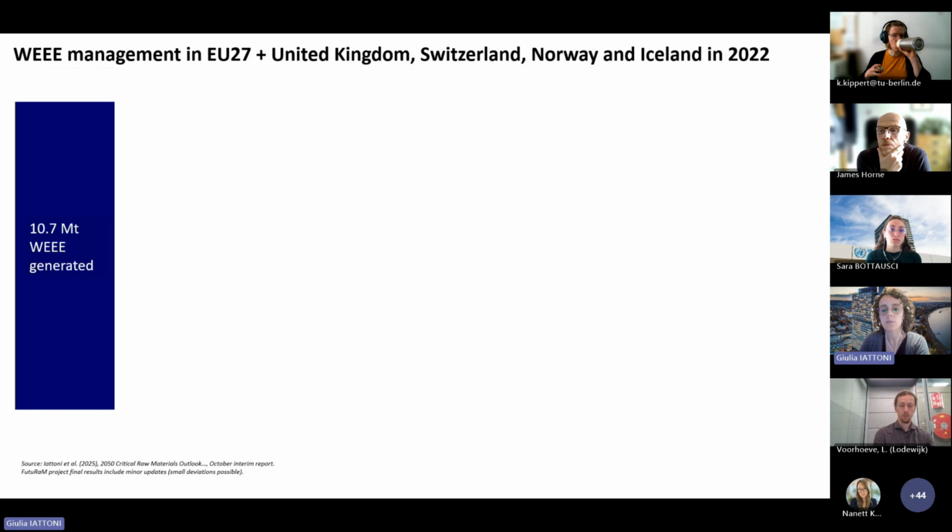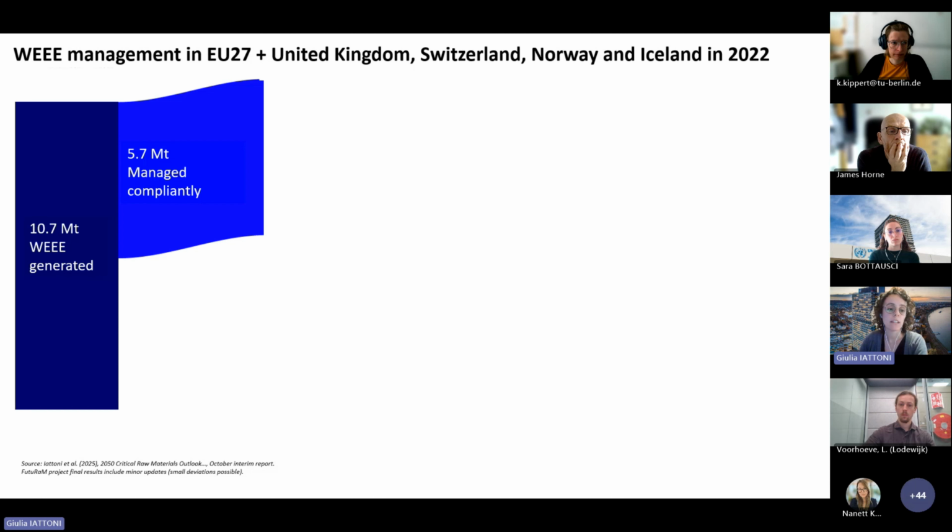Having now a look at the WEEE management in the EU27+4, out of the 10.7 million tons of WEEE generated that we saw at the beginning in 2022, only 5.7 million tons, equivalent to 54%, were collected and appropriately treated in a compliant way, meaning in accordance with the EU regulations, such as the WEEE directive. These volumes were collected through retailers, municipal collection points, and commercial collection companies.